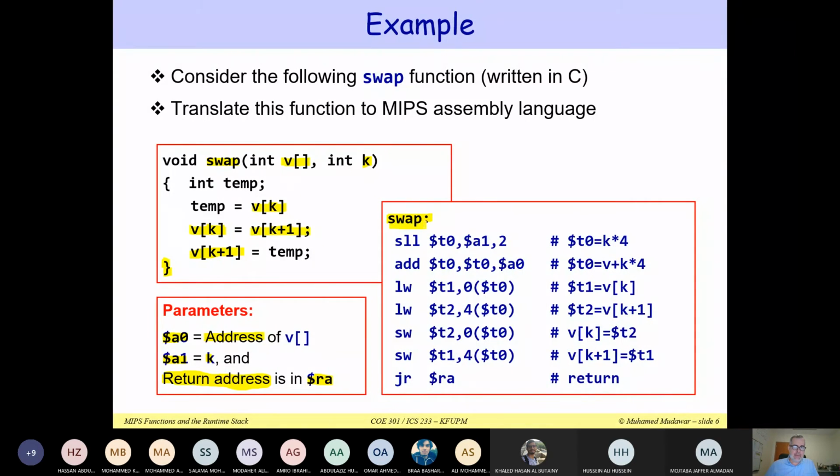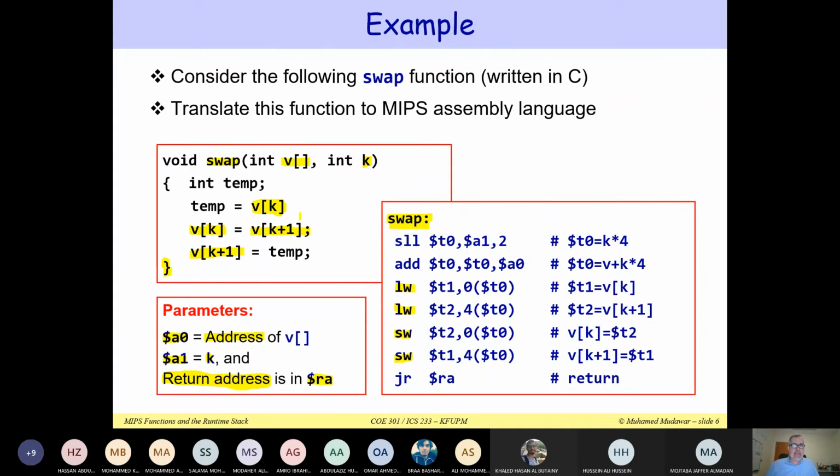So every function will have a label. This will be the name of the function. And now what we need to do is have 2 load instructions and 2 store instructions. But to load the value of VK and VK plus 1, we need to do address calculation.